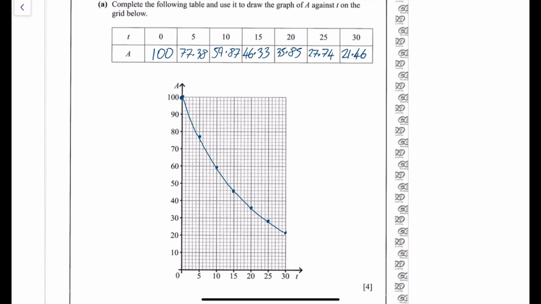Okay, so I've worked those out. So 100, then 77.38, 59.87, 46.33, 35.85, 27.74, 21.46, and you can see I've plotted those as best I could on this. Okay, and so that should get me the 4 marks.